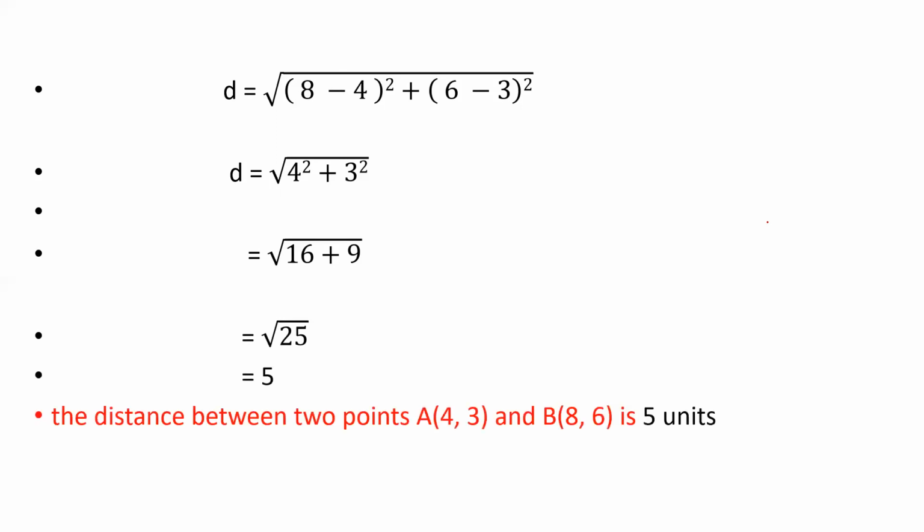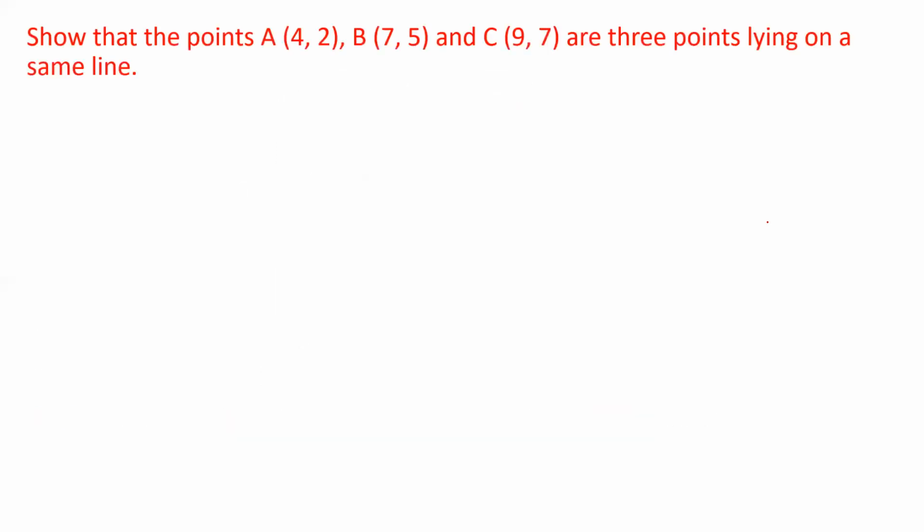And I can say that the distance between 2 points A (4,3) and B (8,6) is 5 units. And this is the way to find the distance between 2 points in a Cartesian plane. So this question is quite a direct and simple one. And we'll see one more question, now increasing the difficulty level.